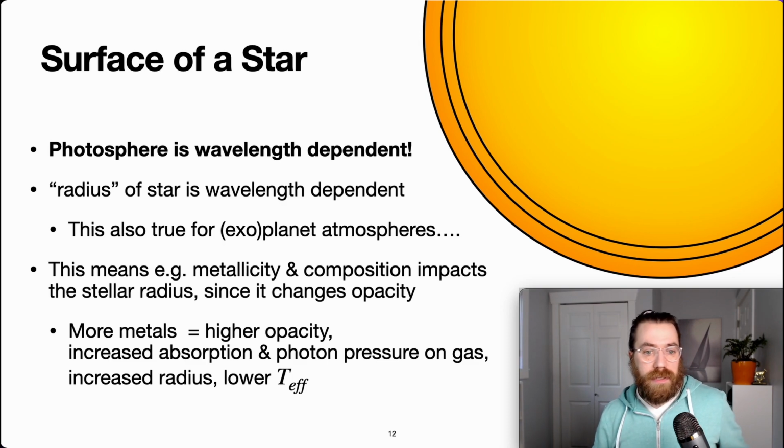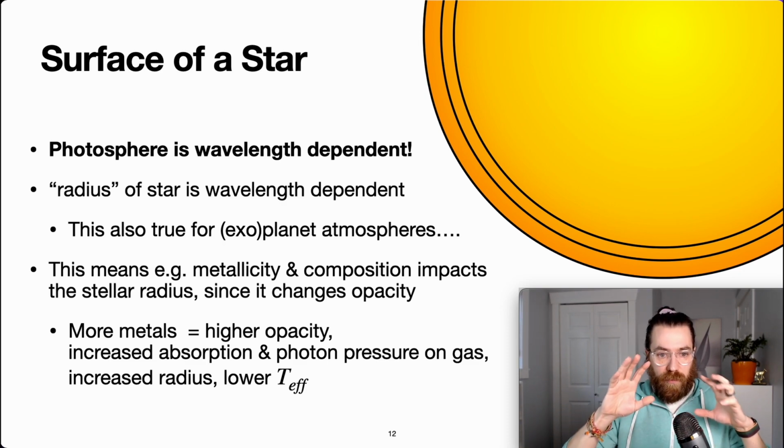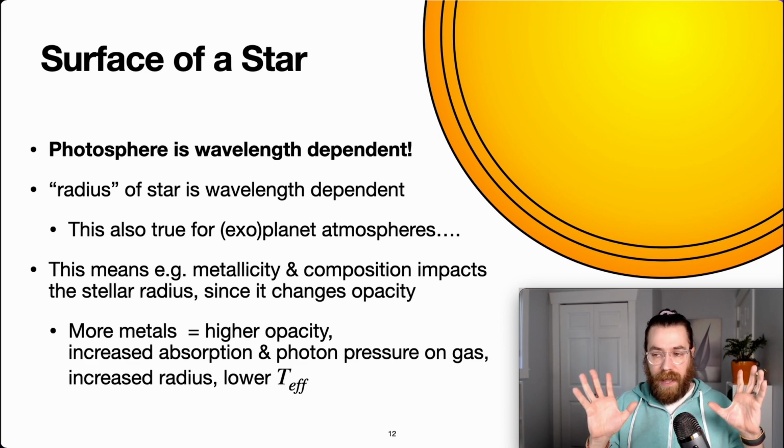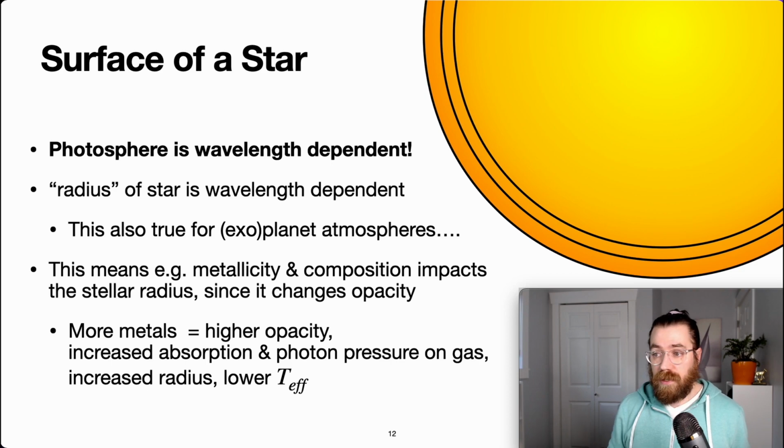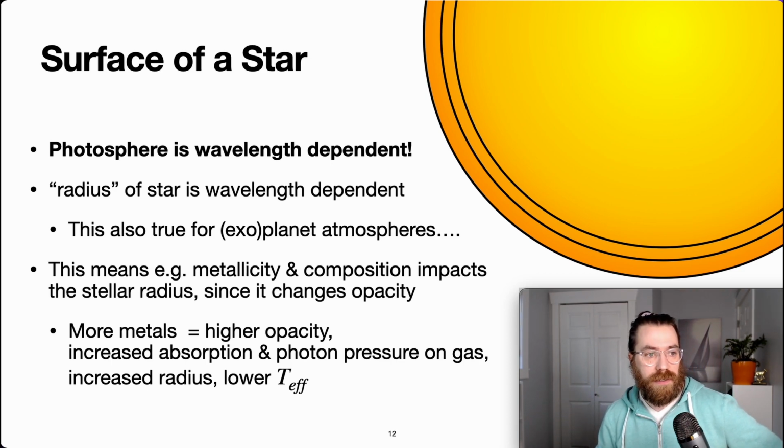So the metallicity really is, even a small amount of metals can really impact that outer opacity, and thus impact the radius and the temperature of the star. So this is the subtleties of the surface of the star.